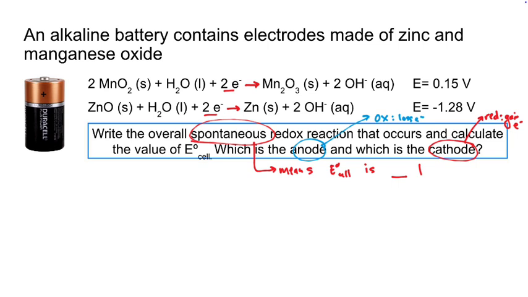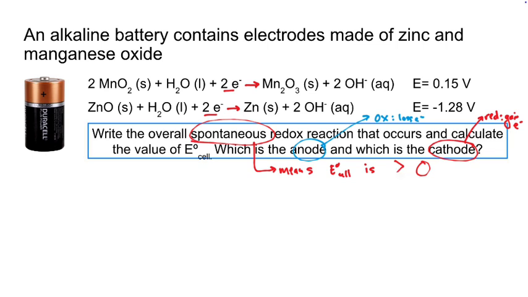It says, write the overall spontaneous. I want to stop and say, okay, spontaneous. What does spontaneous mean? A spontaneous reaction as far as voltages or as far as our cell potentials is going to go is that the E cell is positive. Is greater than 0. So I need a positive value. Okay, not greater than or equal to, but greater than 0.